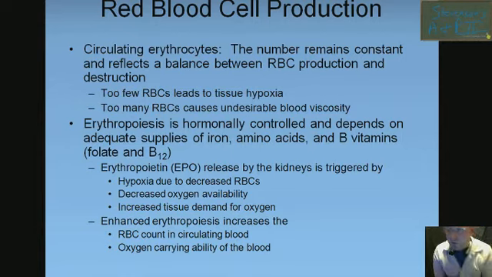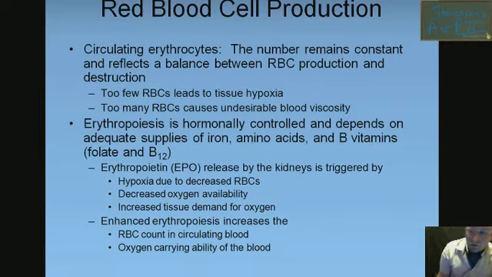Erythropoiesis is hormonally controlled and depends on adequate supplies of iron, amino acids, and the B vitamins, both folic acid and B12. Okay, folic acid and folate are basically the same thing, just so you know. The difference is folate has one less hydrogen than folic acid. Take folic acid, remove a hydrogen, it's folate. So folate's basically the salt of folic acid.